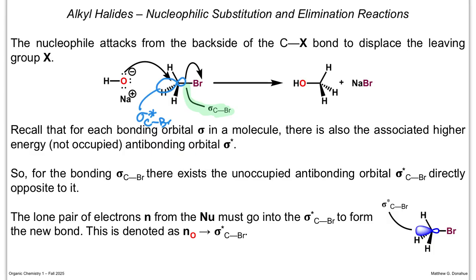And what does that mean? We have 2 electrons. They have to go somewhere to form a new bond. And where they're going is into this empty sigma star orbital to form an O-carbon bond. The existing sigma bond with the electrons between carbon and bromine, those go on to the bromine. So it becomes negative.